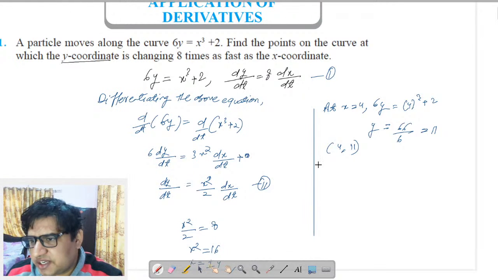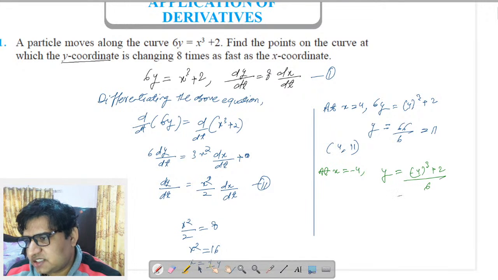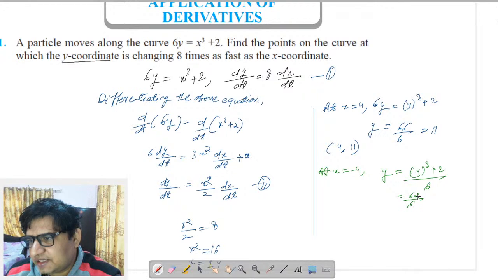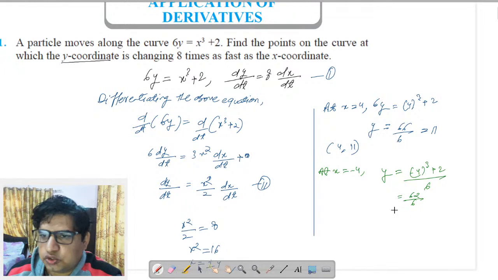So at x is equal to minus 4, y is equal to minus 4 cube plus 2 upon 6. Minus 4 cube will be minus 64, and minus 64 plus 2 will be minus 62 only, okay, and this will be minus 62 upon 6. So this is how we get the two values of x and y.